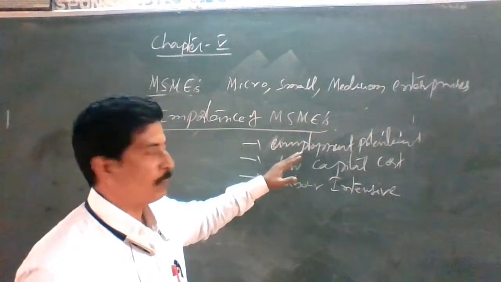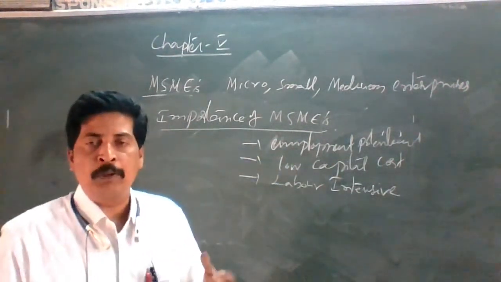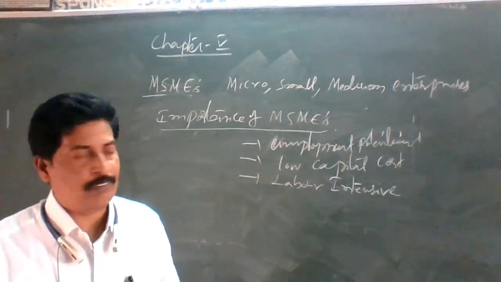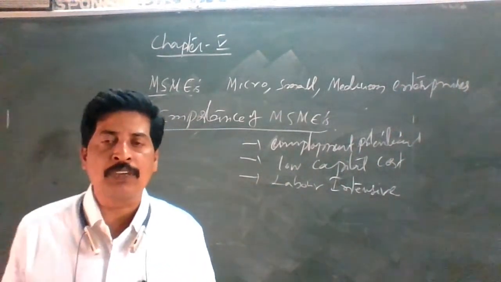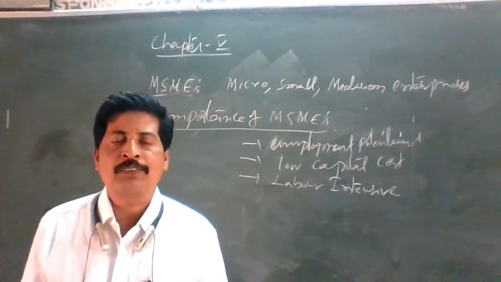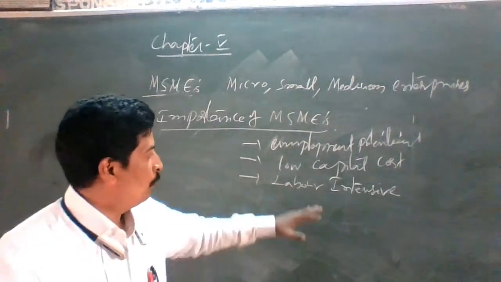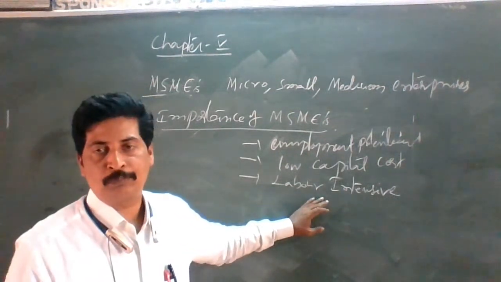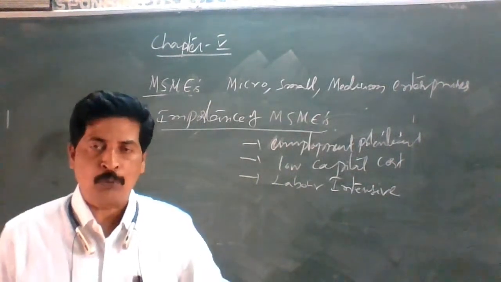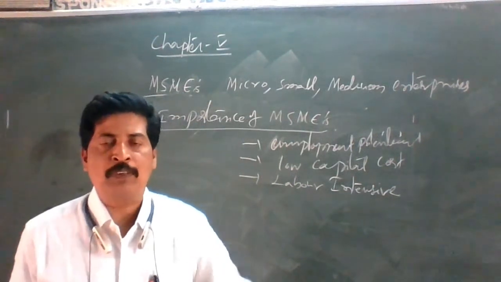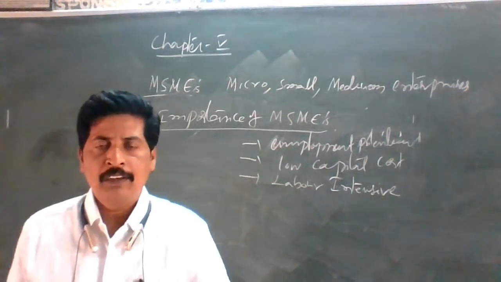So the first one under importance is employment potential. More people will get employment opportunities. Second one is that the cost of production is very low. It requires less capital, but engages more labor. Whatever goods or commodities are produced through MSMEs, all the goods are labor intensive.